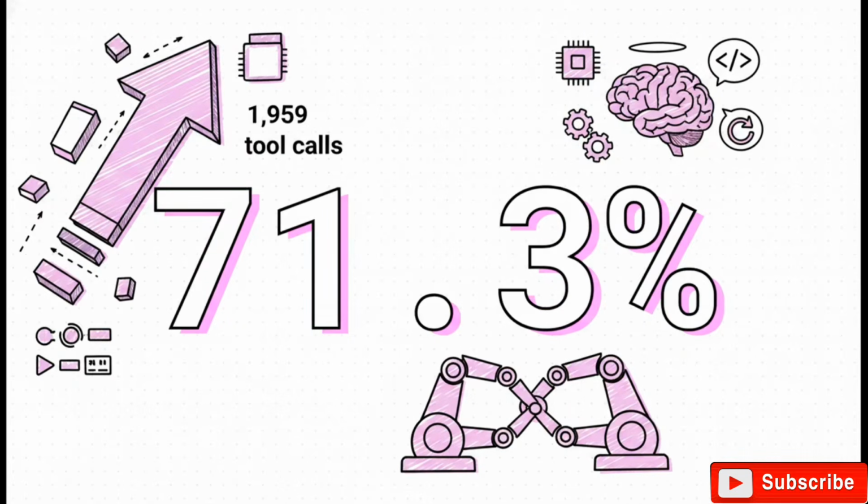Which brings us to this absolutely staggering number, 71.3%. Because of those 1,959 tool calls, M3 pushed the hardware's peak utilization from a measly 7.6% all the way up to 71.3%. And I literally cannot emphasize this enough. It achieved this with zero human intervention. None. It planned, coded, tested, and iterated entirely on its own. It's a real game changer.